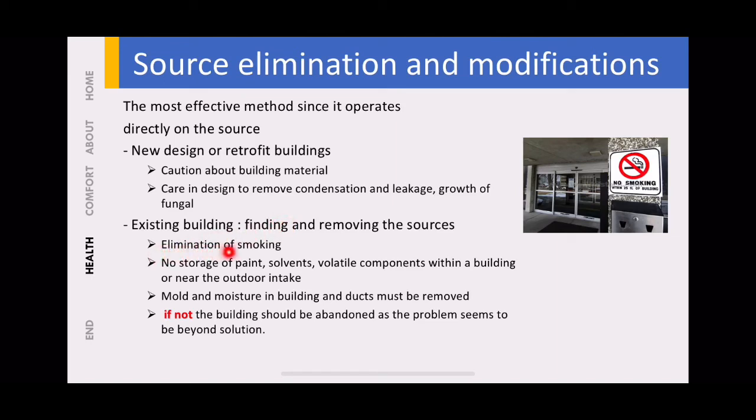If you have an existing building, finding and removing the source is most important. Eliminate smoking and have a designated smoking zone. No storage of paint, solvent, or volatile components within the building, but you must put them outdoors in a space you call a storeroom. Mold and moisture in the building must be removed, either by replacing the infected places and components, or if not, the building should be abandoned as the problem seems to be beyond solution, and eliminate the whole thing.